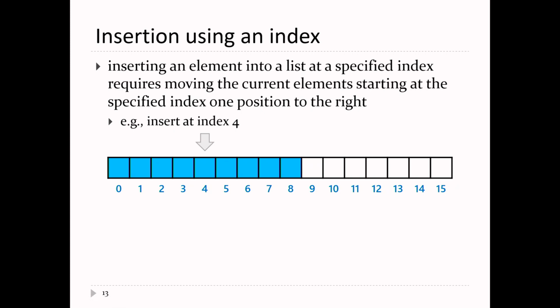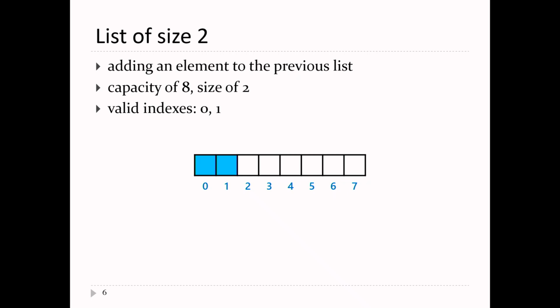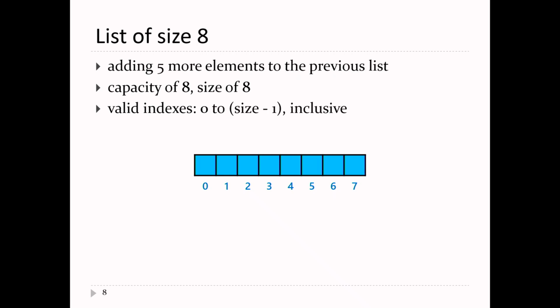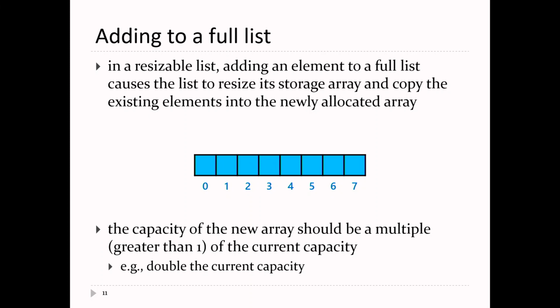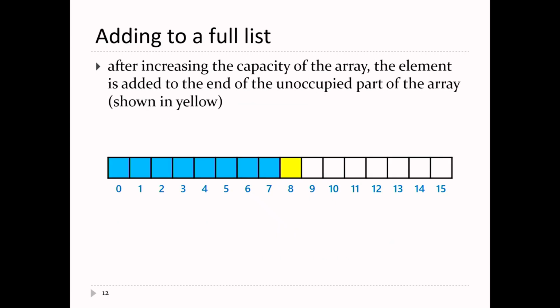So let's back up a few slides. Notice that to add to a non-full list, all you're doing is just setting an element of the array. So that's always O(1), because setting an element in an array can be done in constant time. As soon as you try to add to a full list, or to a list whose size is equal to its capacity, oops, you have to make a new array and copy all the existing elements. So adding to a full array has complexity big O of n, where n is the current capacity of the list.